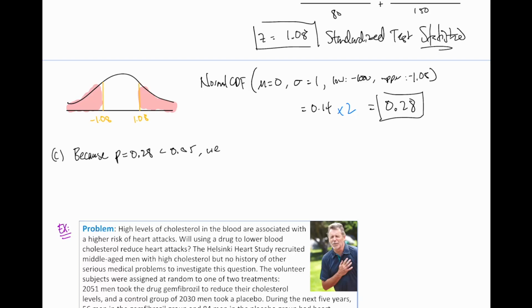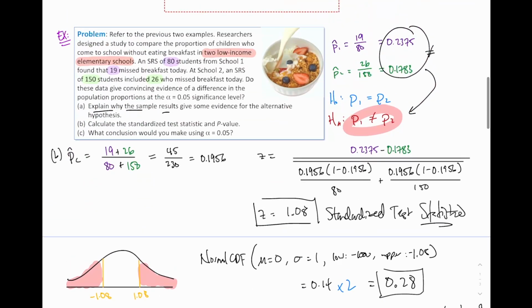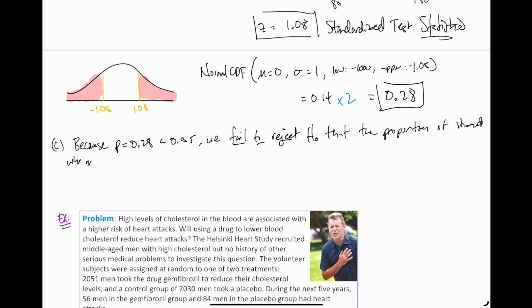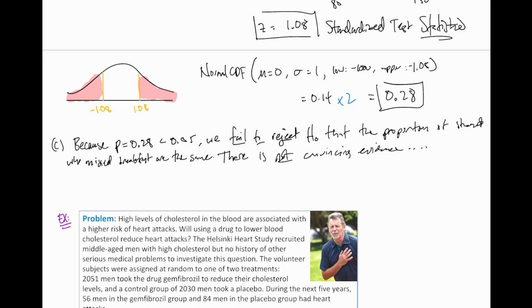What is it, guys? Can you think about it? Fail to reject H sub 0 that the proportion of students who missed breakfast are the same. There is not convincing evidence. Blah, blah, blah. You can fill in that.